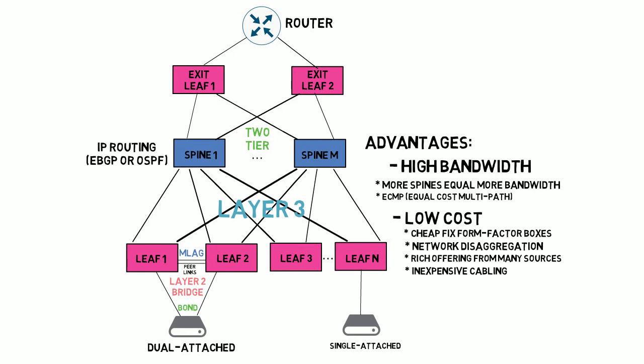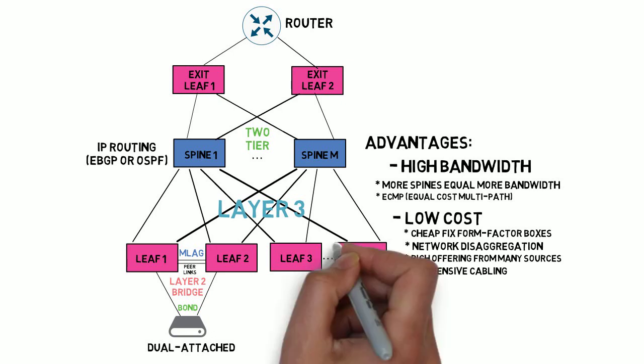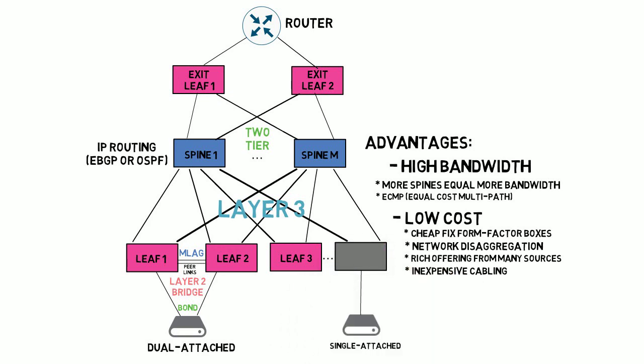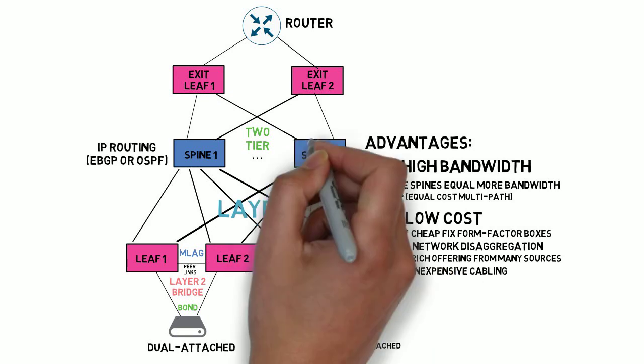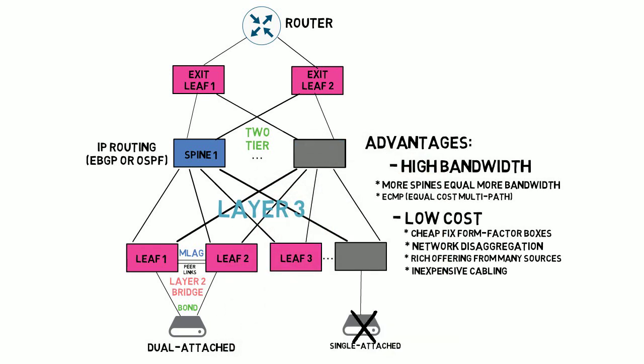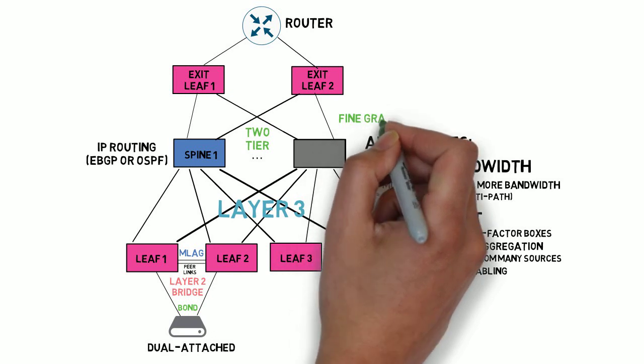So if a leaf goes down, the only thing that is affected are the servers attached to the leaf. If a spine goes down, there are other spines through which you can have the leaves talk to each other. If a leaf loses connectivity to one of the spines, all the other leaves can talk to each other through all the spines, and they can talk to the leaf that lost the connection to the spine through the remaining spines to which it is connected.